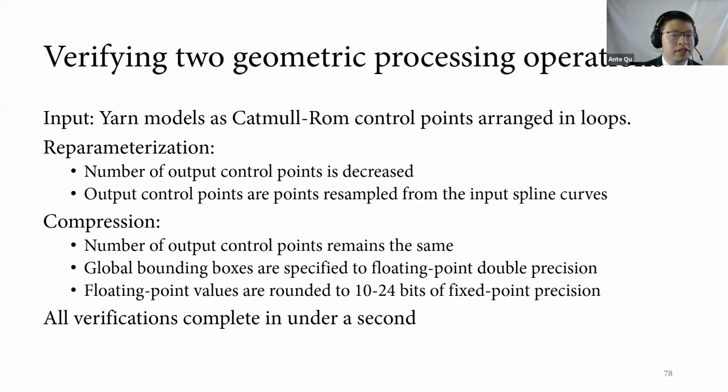In the next 2 examples, we verified 2 geometric processing operations. In both cases, we start with yarn models with Catmull-Rom splines. In reparameterization, we gradually decrease the number of control points by resampling points along the Catmull-Rom curves. In compression, we maintain the same number of points, but reduce the precision of each coordinate gradually down to 10 bits of precision. All our verifications take less than a second.